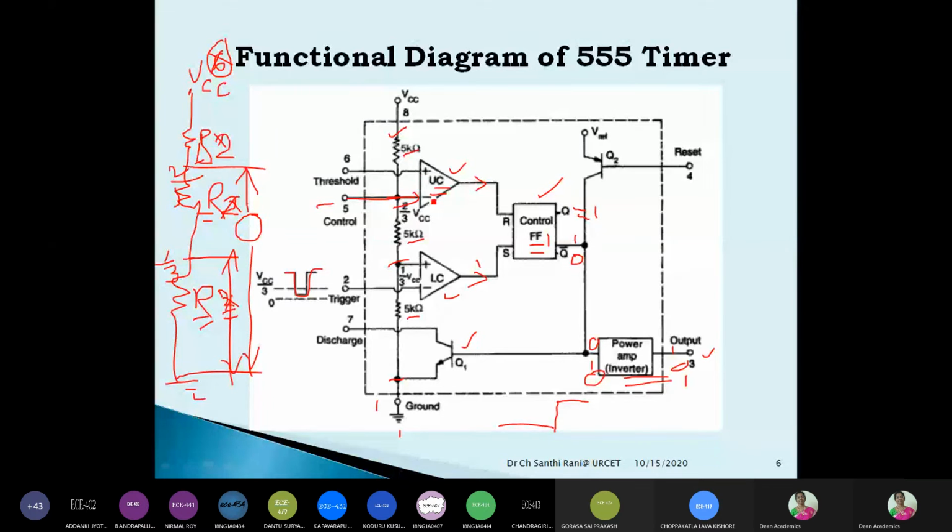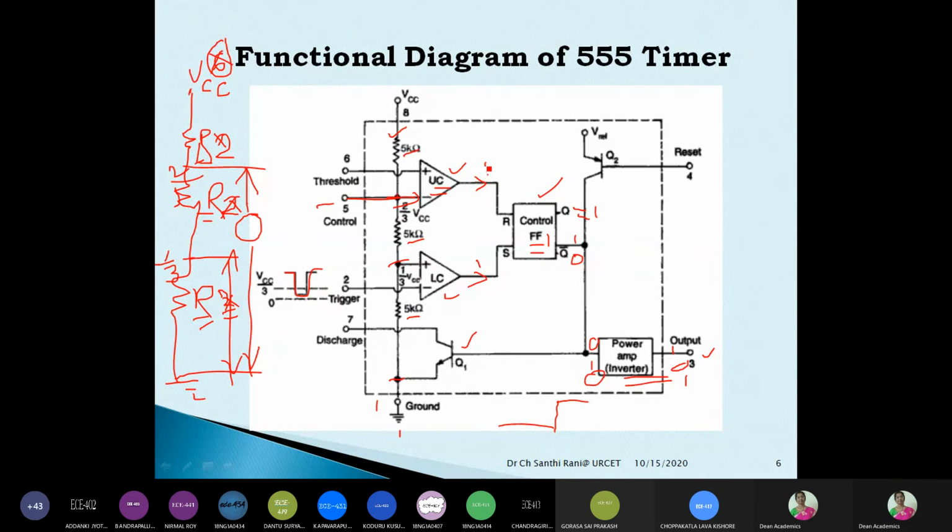So what is the reference voltage to the upper comparator? This reference voltage you can give from an external source. Otherwise, here 2/3 VCC is applied. Here you can see this dot mark, right? So here this is a junction. 2/3 VCC is applied, and to the other terminal we have some threshold potential. So when this threshold potential is greater than this reference voltage, then this upper comparator sets its value to 1.